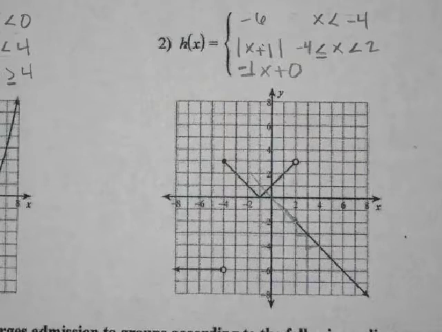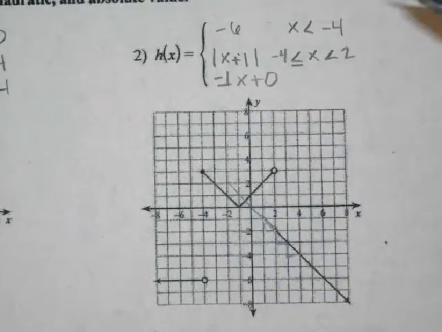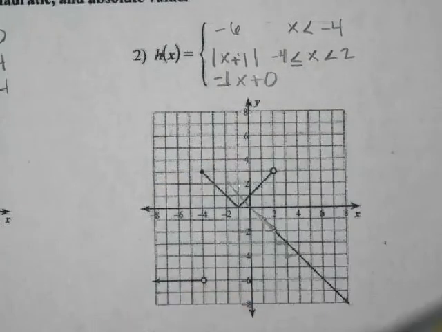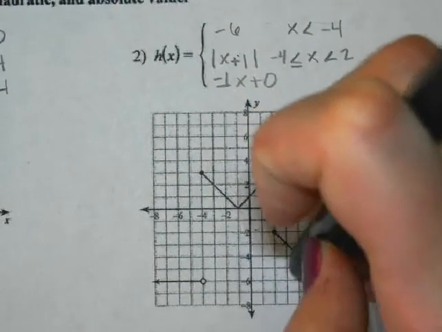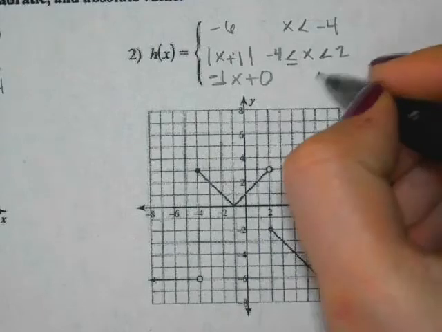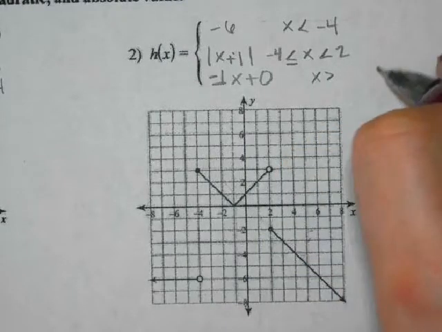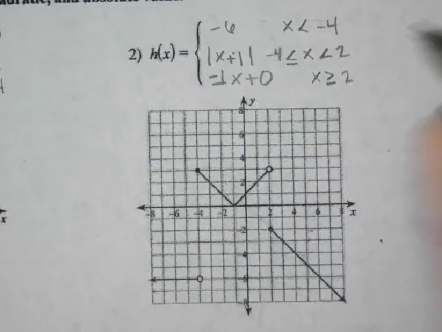If you don't like the fact that it's a plus 0 because you don't think 0 should be written, then you don't have to write it. You can just erase it. No big deal. You could also write -x instead of -1x. So the most simple form of this one would just be to say -x at the bottom. And then what do we know about when it's going to be -x? X is greater than or equal to 2. Good.